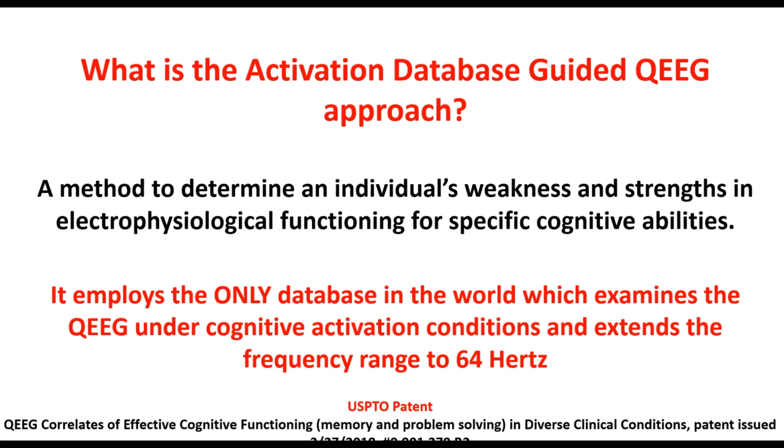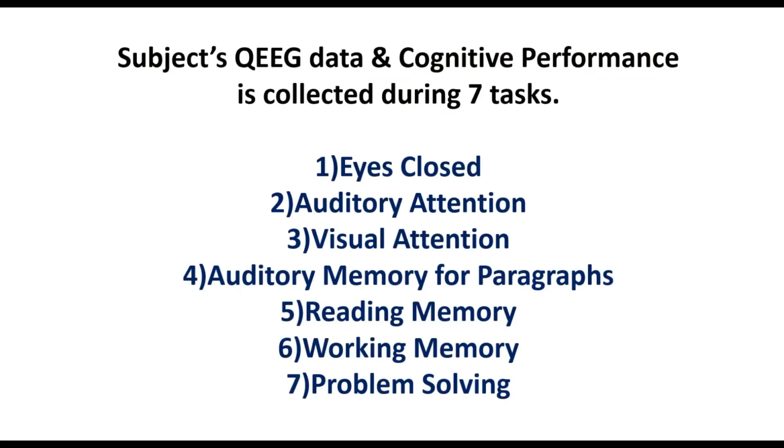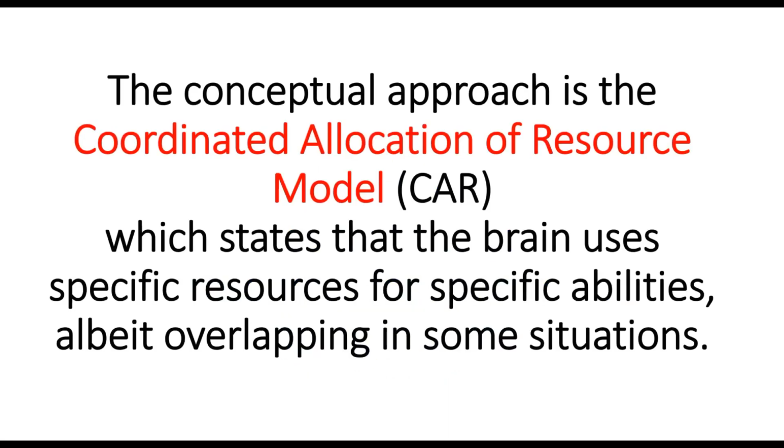The reasoning for this is that one cannot drive one's car with their eyes closed. You really need to understand what's happening during the task in terms of the brain function. So we have these 7 different conditions we have the subject undergo, all very relevant to educational and cognitive function. The conceptual approach is the coordinated allocation of resources model, or CAR, which states that the brain uses specific resources for specific abilities which overlap in some situations.